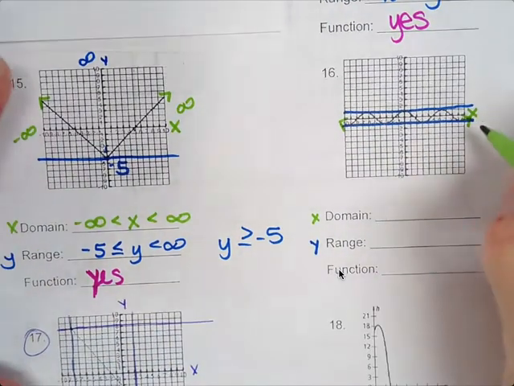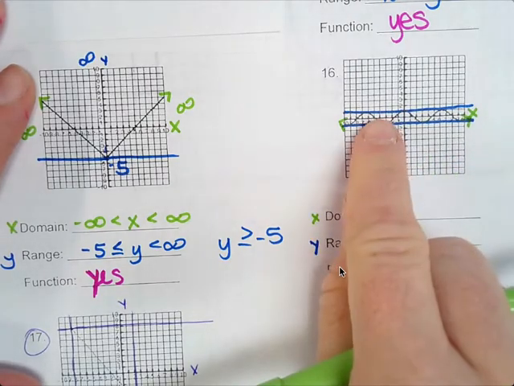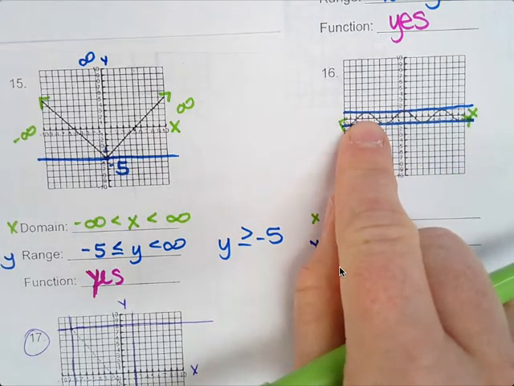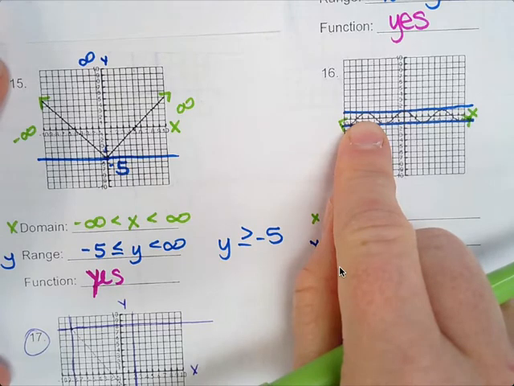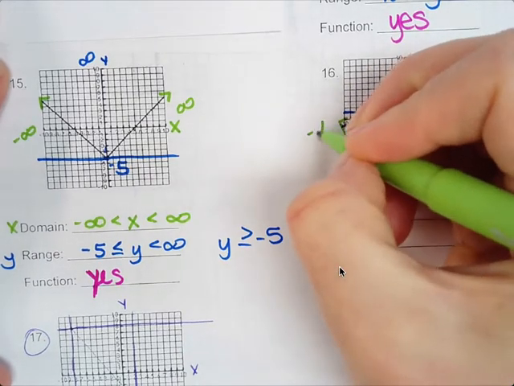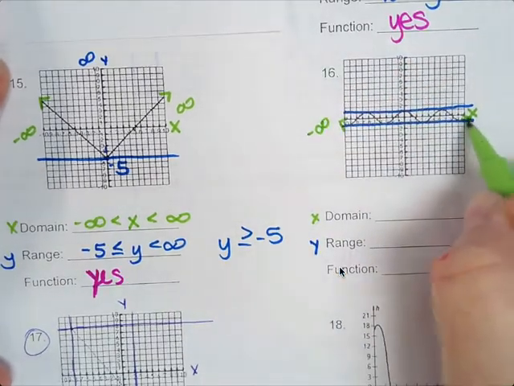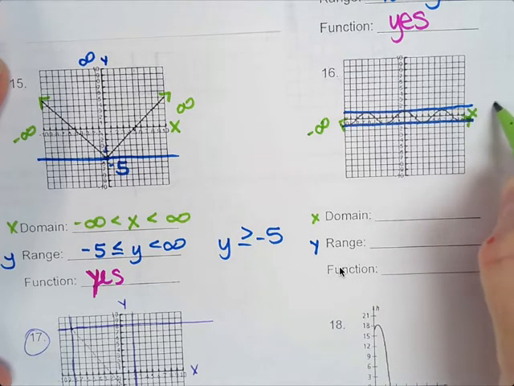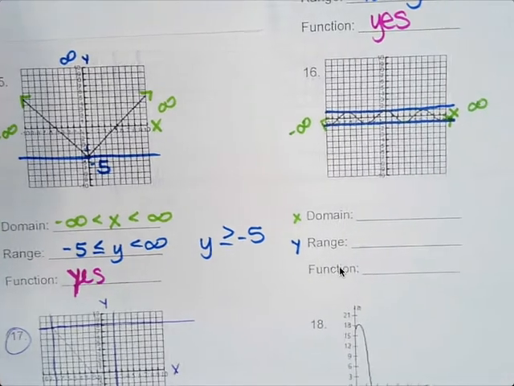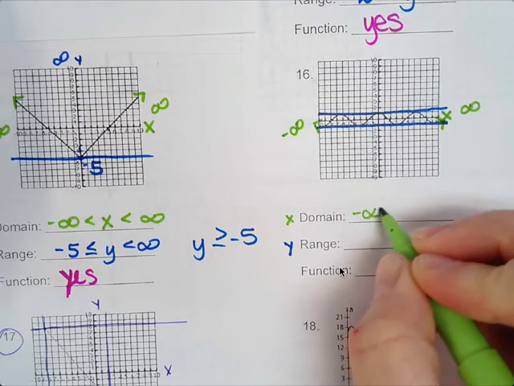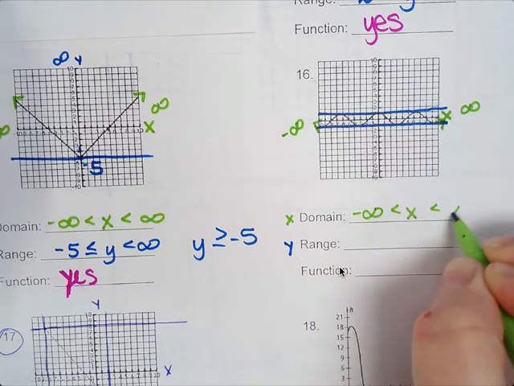Okay, so for X, left and right, the arrows are going to continue going left. So that is going to go to negative infinity. And then the arrow going right will go to positive infinity. So it'll be negative infinity is less than X is less than infinity.